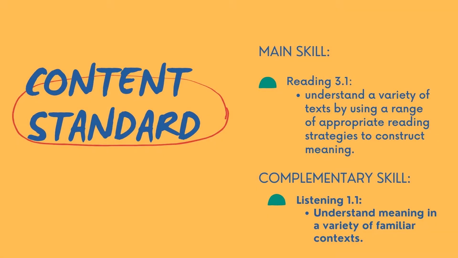Before we proceed with our lesson, let's look at the content standard for today. Main skill, reading 3.1. Understand a variety of text by using a range of appropriate reading strategies to construct meaning. Complementary skill, listening 1.1. Understand meaning in a variety of familiar contexts.